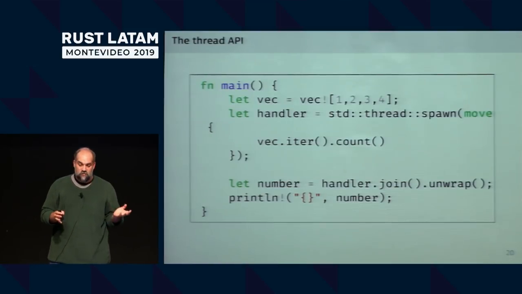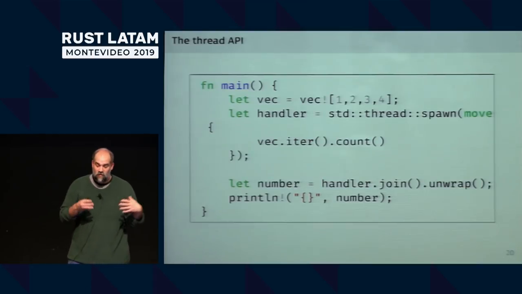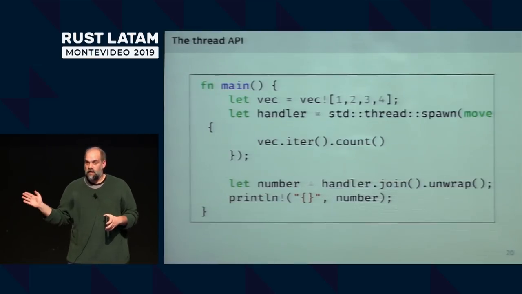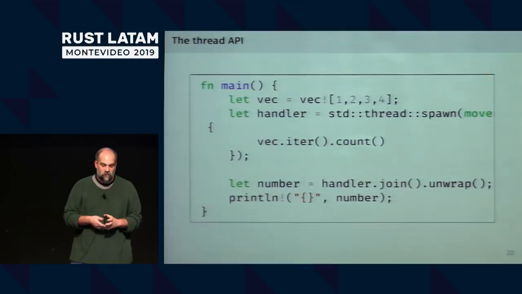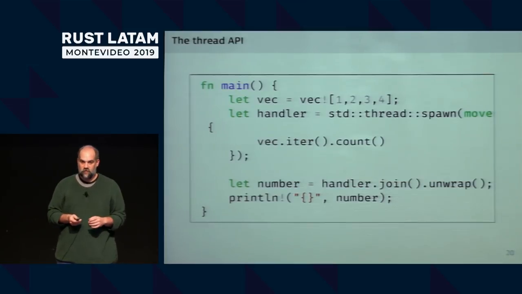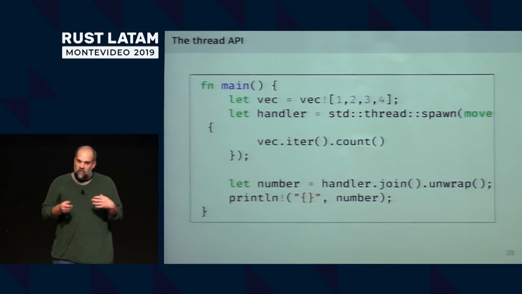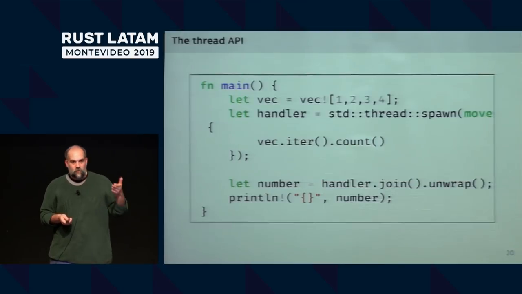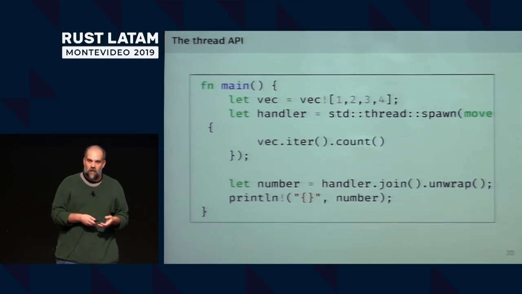I have an example here that does, again, something rather useless. I have a vector, and I spawn a thread, which takes that vector and counts the elements of it and gives me the result back. The threading API is generic because I can push anything inside and get anything back.